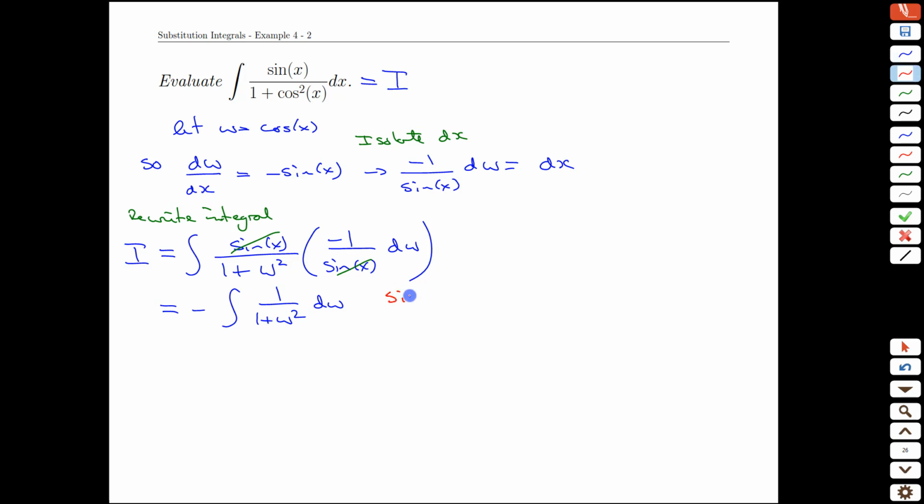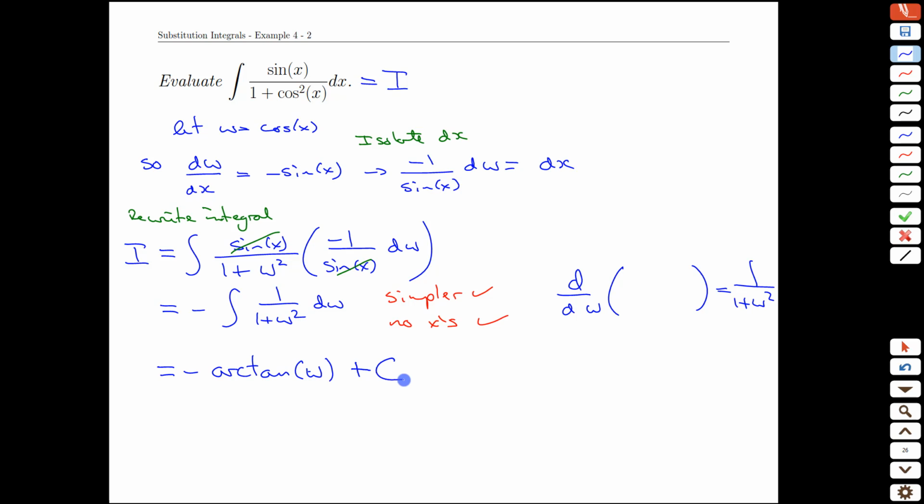We do our little check. This is definitely simpler, and it has no x's anymore. Perfect. The question is, do you remember what you can differentiate? What do you have to differentiate with respect to w to get 1 over 1 plus w squared? Think about it for a moment. If you don't have it handy, look back in your tables. But the answer is arctan. If we take a look at the arctan of w, the derivative of arctan is 1 over 1 plus w squared. Then we include the plus c at the end, and we're basically done.